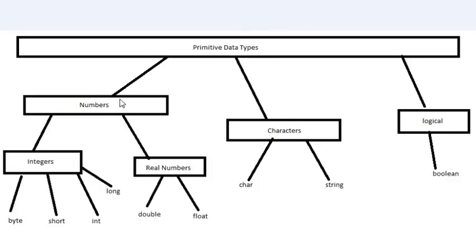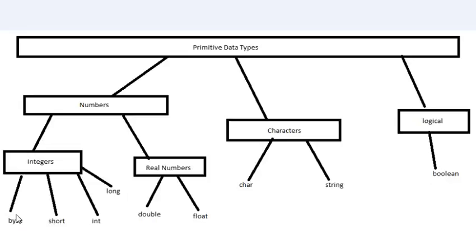Under the numbers category we have integers. This is all numbers that don't have decimals. We have byte, which is a very small integer number that can hold a value starting at negative 128 all the way up to positive 127. If you go past that, what has happened is called overflow, and you will get an error in your program.